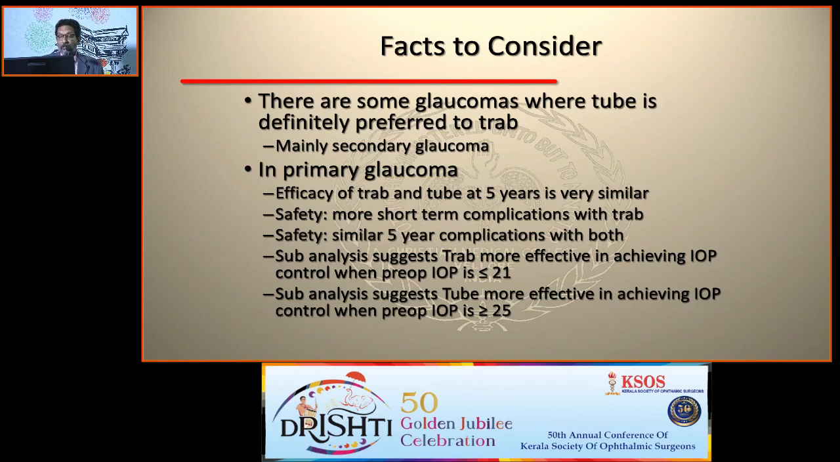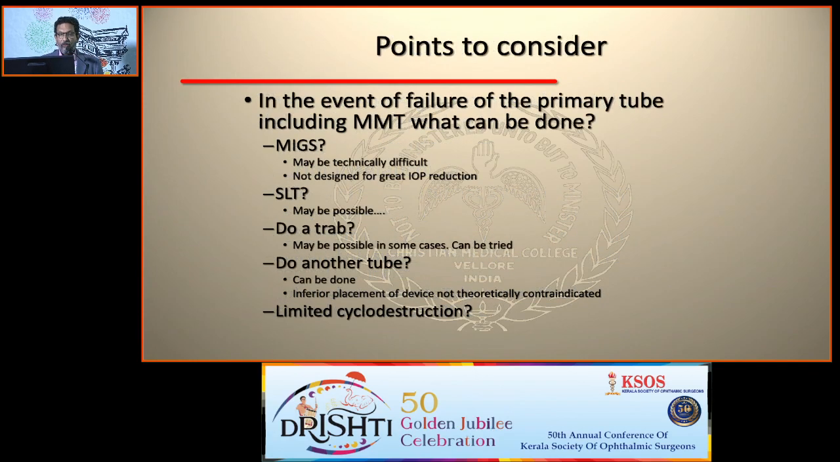There are some glaucomas where a tube is definitely preferred to a trab, and these are the secondary glaucomas. But in the primary glaucomas, the efficacy of the trab and the tube at 5 years is very similar in this study. On safety, there were more short-term complications with the trab, but none of these were major complications. All have been dealt with. The same amount of 5-year complications are there with both approaches. And the sub-analysis suggests that at lower intraocular pressures, it's better to do a trab rather than a tube, and with the higher intraocular pressures, it's the opposite way around.